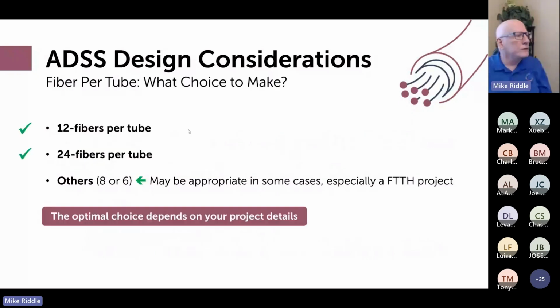So what should you use? Well, your go-to solutions are the 12 or 24, and which you use is really up to you and how you balance the trade-offs here. The others might be appropriate if you're working on a fiber to the home project. You might want to consider it, but again, the optimal choice is up to you.